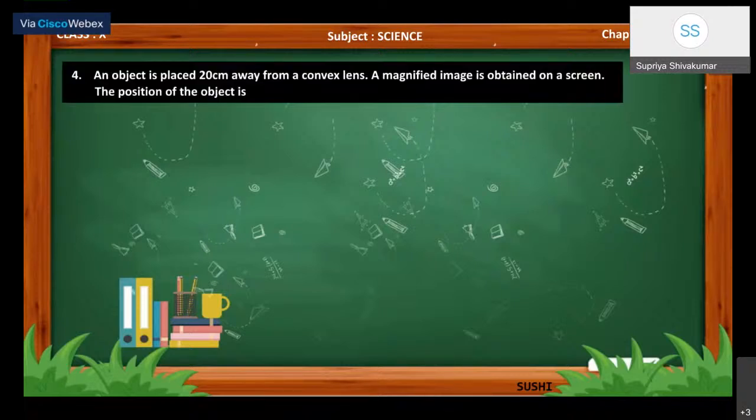Moving on, we'll go for the next question. I'll read out the question for you. An object is placed 20 centimeters away from the convex lens. A magnified image is obtained on a screen. The position of the object is.